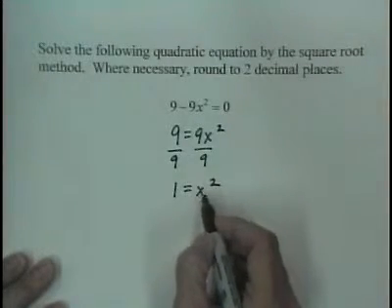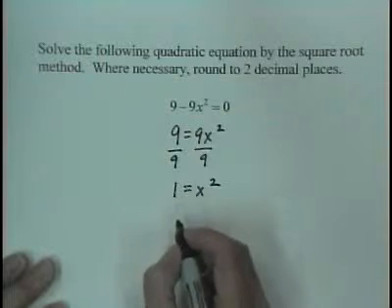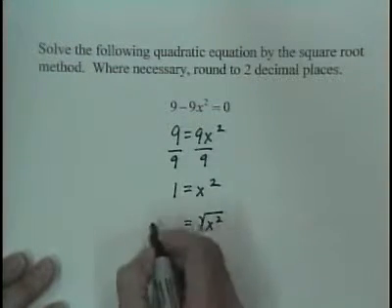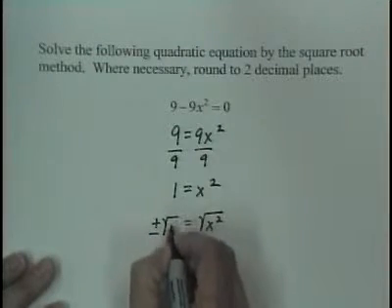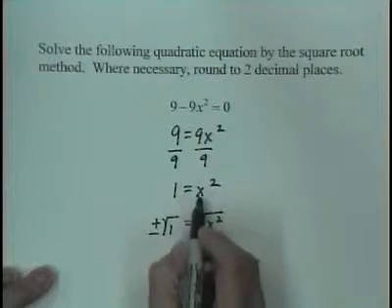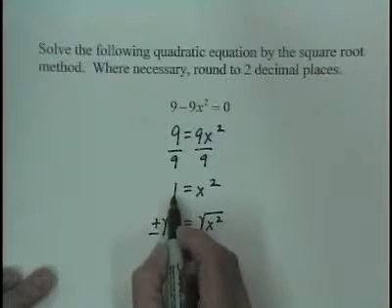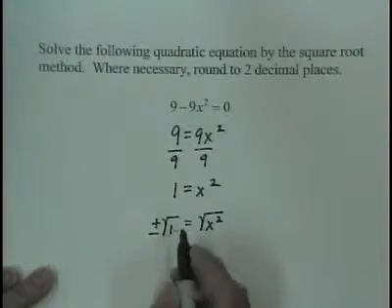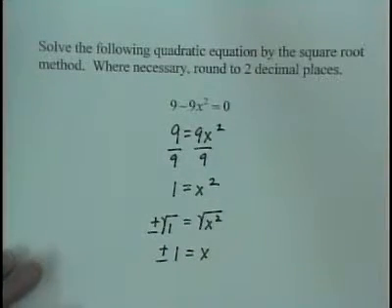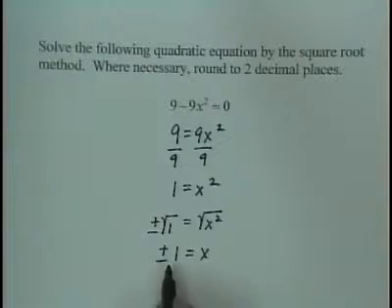Once the squared term has been isolated, I can take the square root of both sides of the equation, making sure to write plus or minus in front of the square root of 1, since there are two numbers that when squared will give me 1, both positive and negative, the square root of 1, which simplifies to 1. And so those are the two solutions, both positive 1 and negative 1, to the original equation by the square root method. Let's try one more.